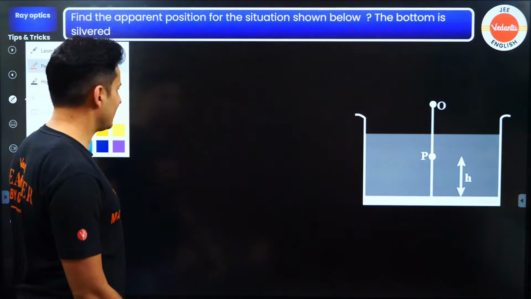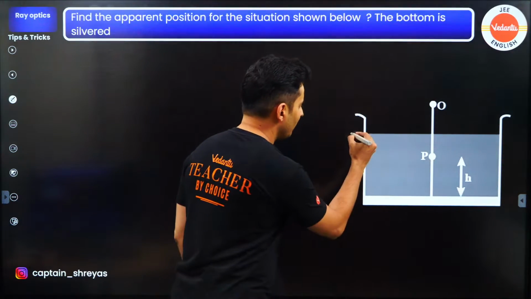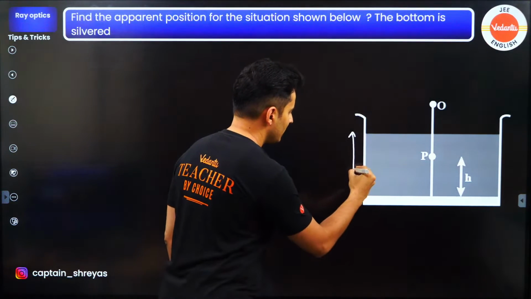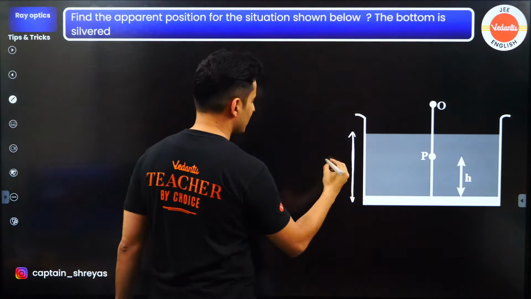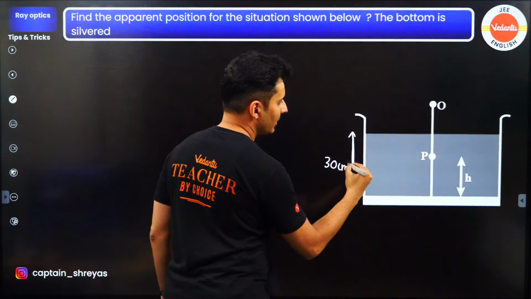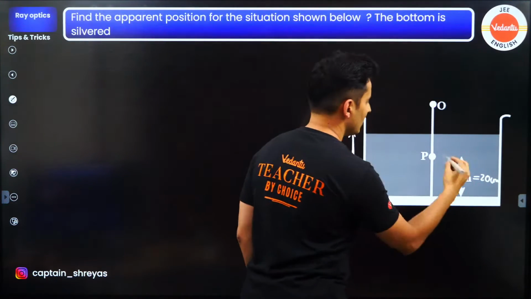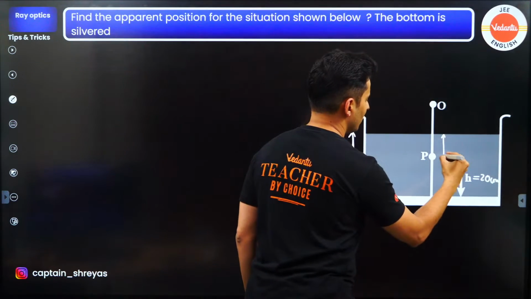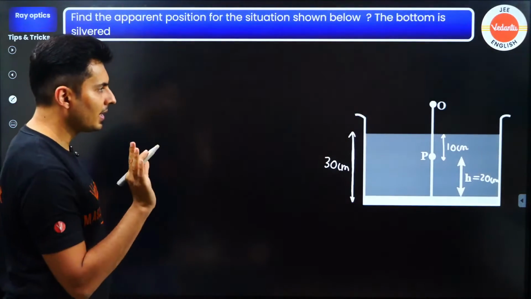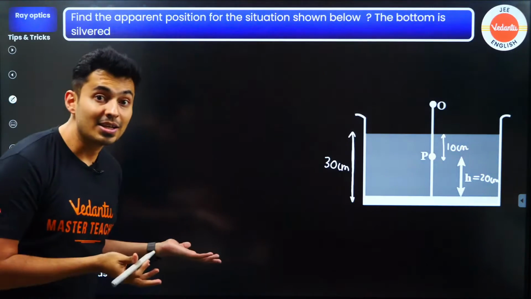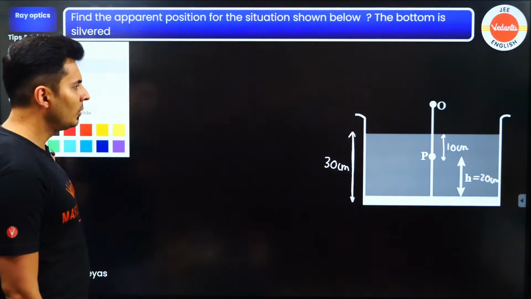Observe this. Remember this now, what we are going to do. So beautiful question, guys. Let's just take some simple values. I don't want to complicate just because of the values over here. Let's just say this is 30 centimeters. Let's say this height is 20 centimeters. So naturally from here, this will be 10 centimeters from the surface. Okay, everything clear? Now I'm going to make some variations in this and see from every other angle.